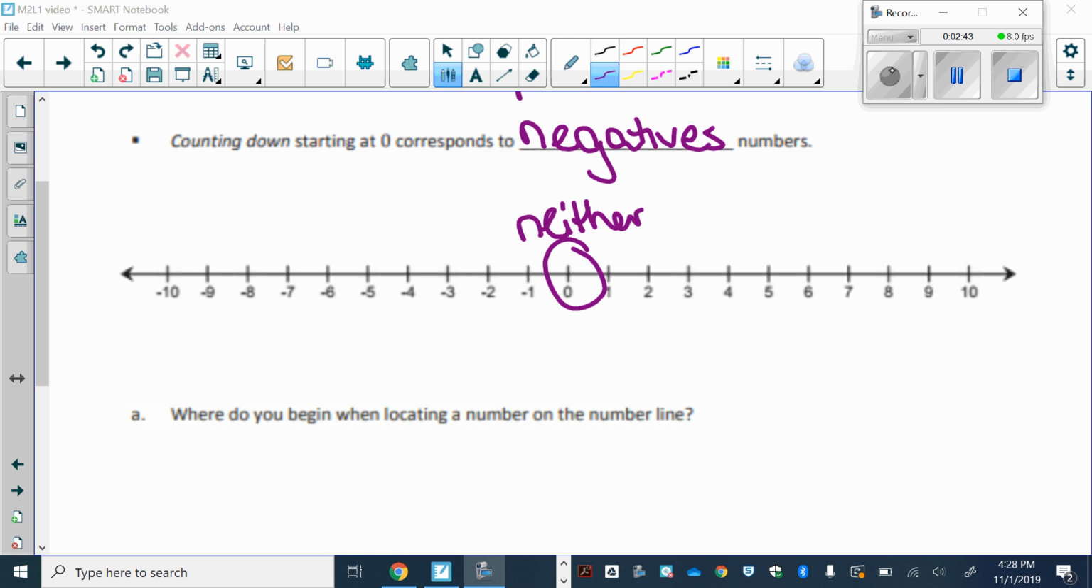Where do you begin when locating a number on the number line? Well, you go to 0, don't you? You start at 0 and then you go to the right if it's a positive number or left if it's a negative number. So start at 0.